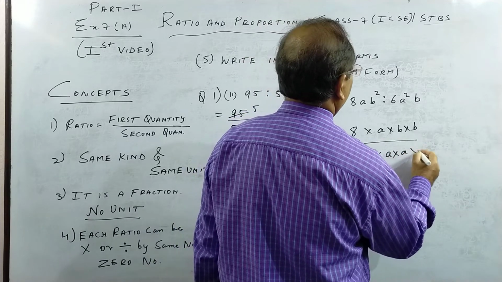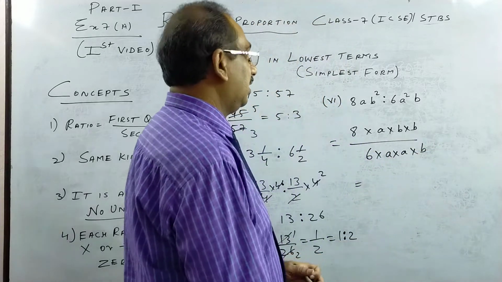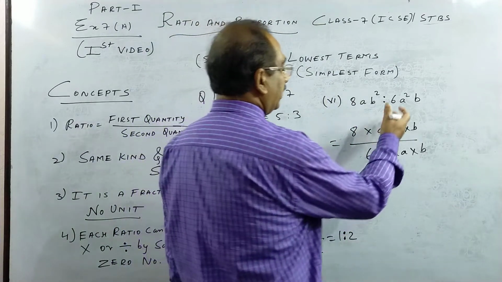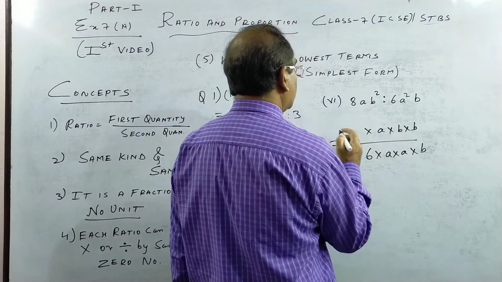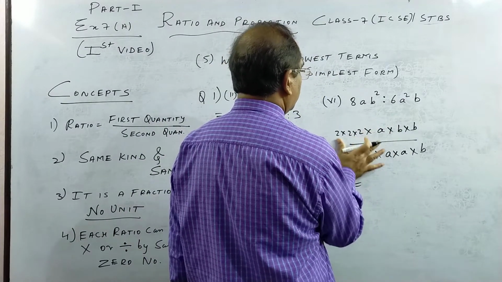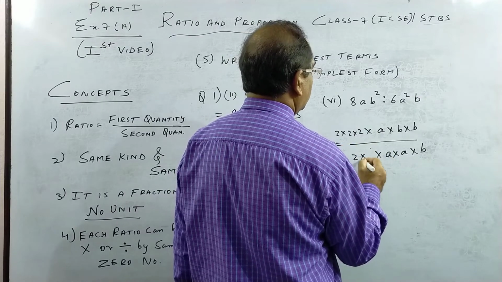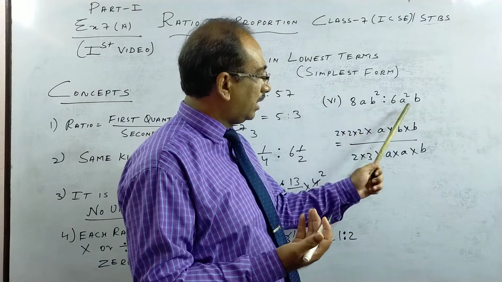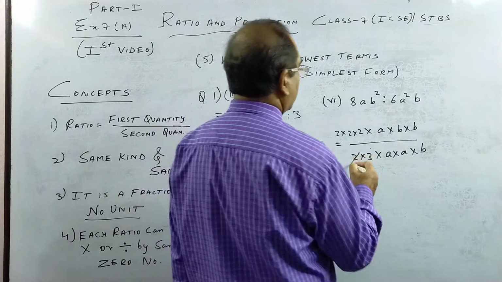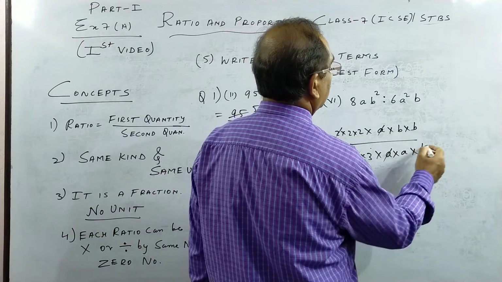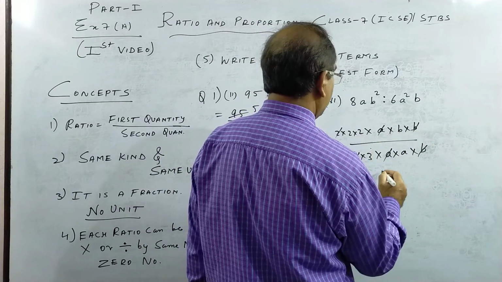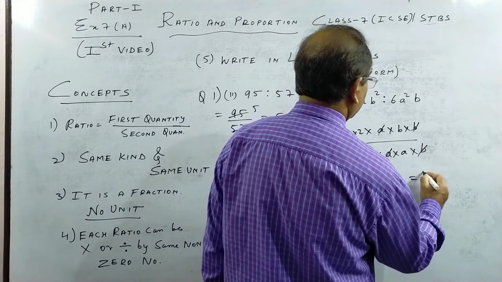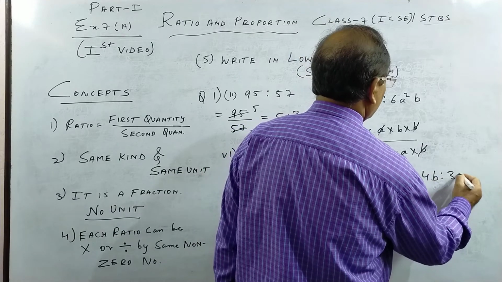6a square is a into b. So what I have done, children, I have to write it in the simplest terms. So I break it into factors. 8 also, if you wish, you can write 2 into 2 into 2. 6 can be written as 2 into 3. So you can convert the numerical coefficient as well as the algebraic coefficient. So cancel what can be cancelled. So what we are left with, children, you see 4b upon 3a. This is b. So the answer is 4b is to 3a.